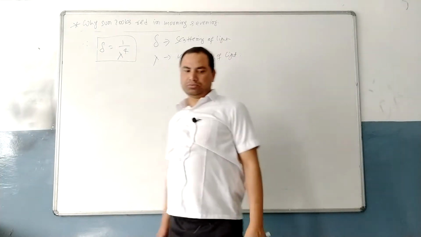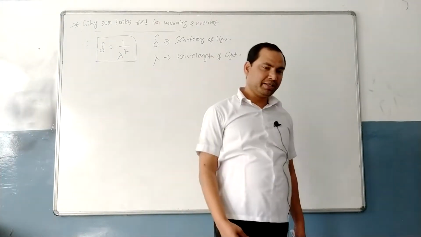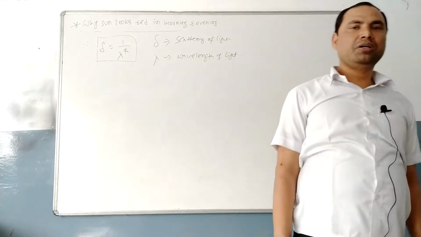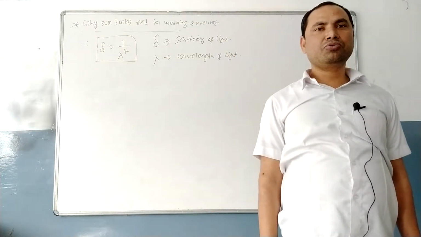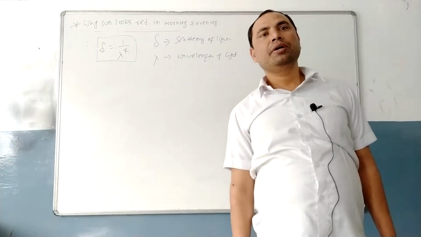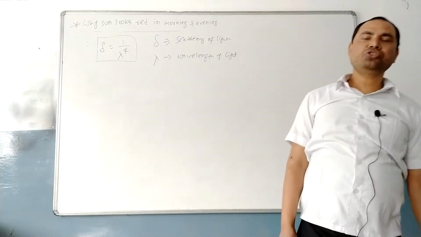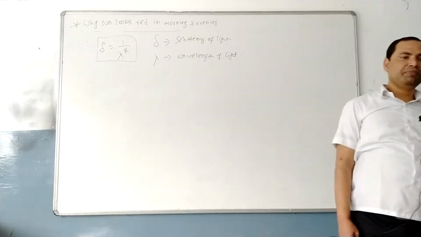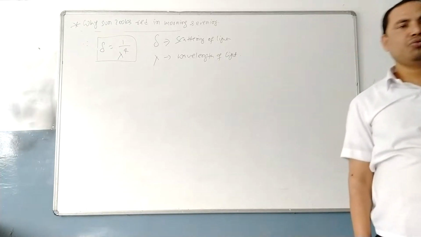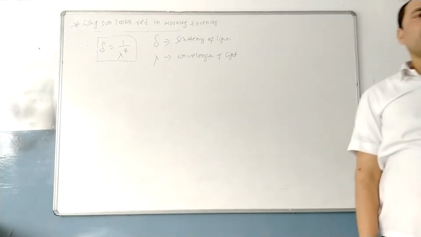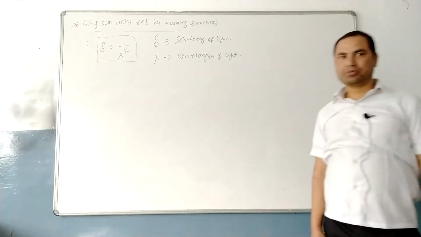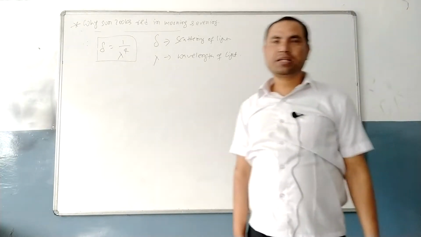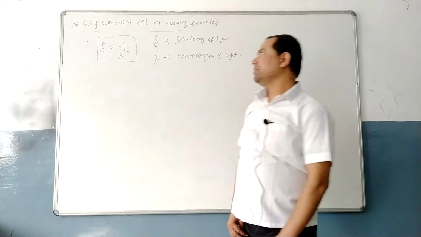I will teach you why, in the morning and evening time, when you look from the earth to the sun, it looks red in color. So I will teach you the color of redness: why the sun looks red in the morning and evening times.